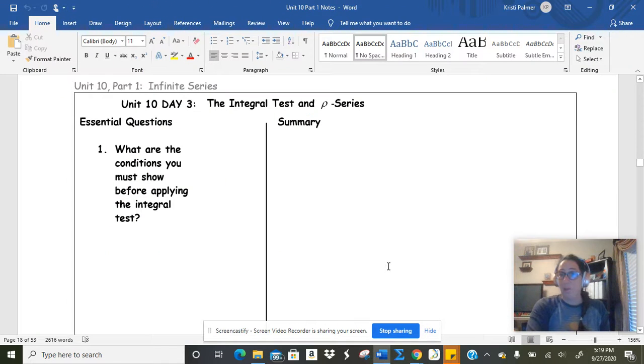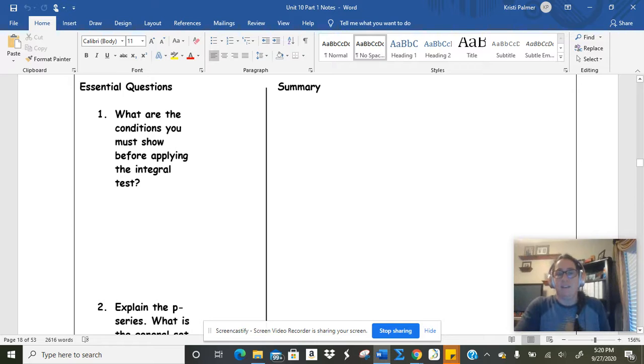All right, we are in day 3. We had the integral test and the p-series. So those are going to be the two main tests we're going to learn about today. If you remember last time, we learned about the nth term, the geometric, and the partial sums. So now we're going to add on to those, and we'll have 5 total that we will know.